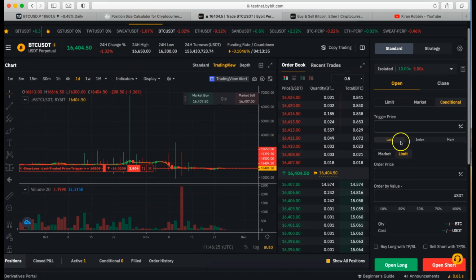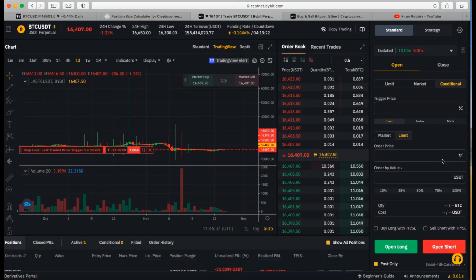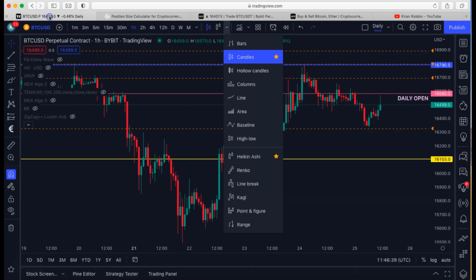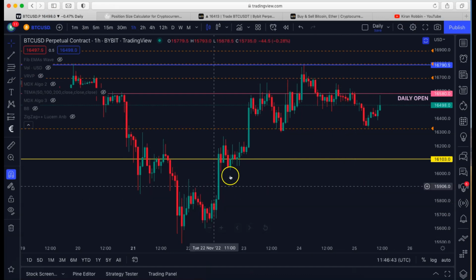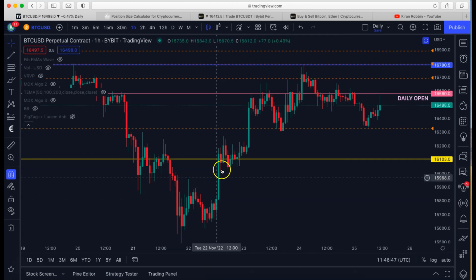There's also something called conditional orders, and this is similar to a limit order, but the only difference is that there's a trigger price. Conditional orders aren't as commonly used, but it is common, especially for breakout traders. Going back to this chart as an example, say you think, okay, price is here, I don't want to open a long position here, but once price breaks a certain level, for example 16.1k, I want a long position to be initiated.